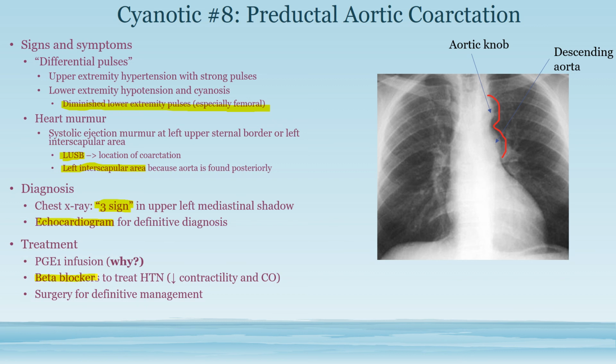You also give beta blockers to treat the upper extremity hypertension by decreasing heart contractility and cardiac output, and you give surgery for definitive management to open up that part of the aorta.